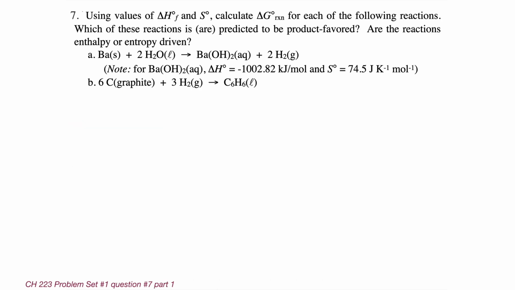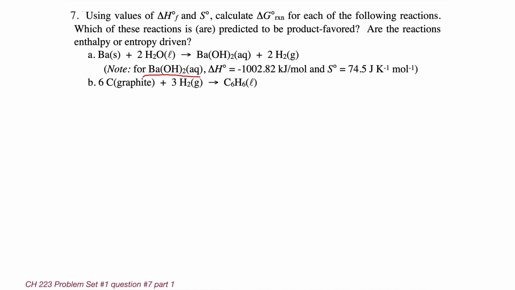This question is somewhat like the last questions. We're going to find the enthalpy change and the entropy change, and we're then going to turn those into a delta G value. And we want to see which ones are predicted to be product favored, and whether the reactions are enthalpy or entropy driven. So again, very similar to last time. Now, our table does not have the barium hydroxide values, so they're included there, and you'll see them here in a little bit.